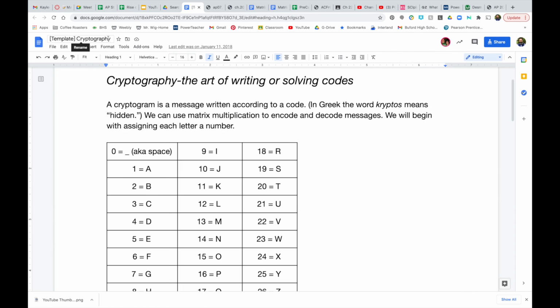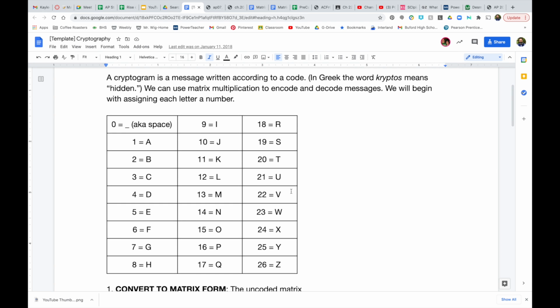Okay, we are going to look at cryptography, the art of writing or coding, not in computer codes, but just in writing messages and things like that. So this will be a real quick video. I just want to kind of walk you through how you work this out.